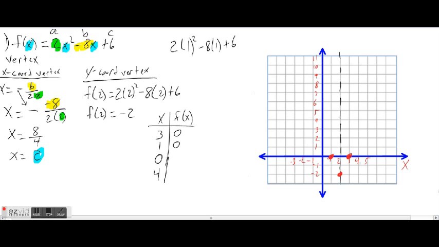So guess which one I'm going to plug in? Of course, I'm going to plug in 0. That's easier. So 2 times 0 squared, 0. Negative 8 times 0, still 0. Plus 6, oh, not bad at all. So 0, 6. I'm 2 spaces away to the left, so I'm going to go 2 spaces away to the right. Oh, sorry, I said I was going to use red.